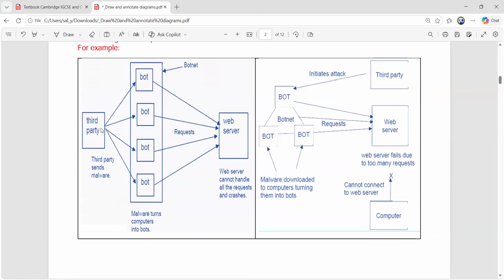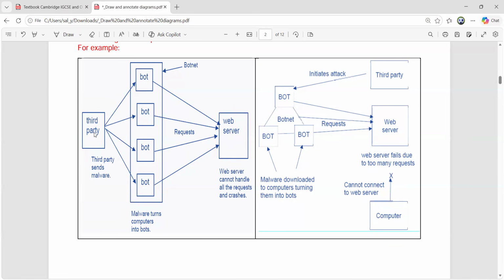This is a third party, and the third party is sending the malware. So you have drawn a box indicating the third party, and then you have drawn a sort of botnet that is going to be composed of different computers working as bots. And you can see this is the third party generating the requests to the computer systems, and they're creating a botnet, and the requests are sent to the web server. So you can see here, third party sending malware. This is what you wrote.